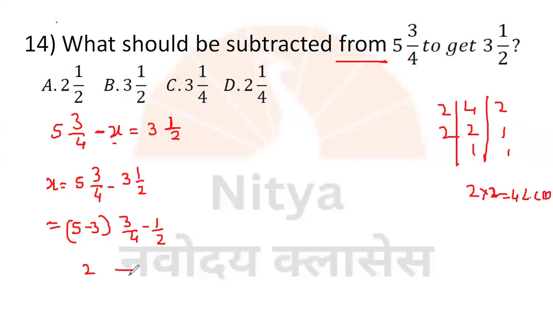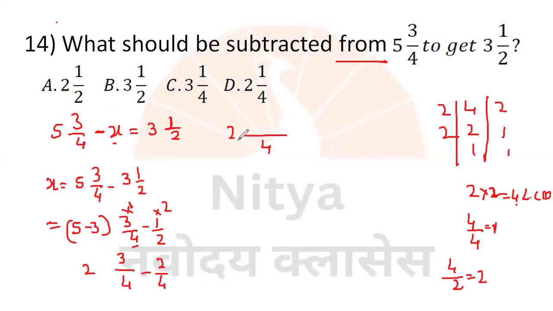So now here 4 and here 4. What we have to do is divide this LCM by that denominator. 4 divided by 4 is 1, and 4 divided by 2 is 2. So 1 times 3 is 3, and 2 times 1 is 2. So what comes? 2 3/4 minus 2/4, with the denominator as it is, because these are like fractions. And 3 minus 2 is 1. So 2 1/4 is the answer. So check the options. Option D, 2 1/4, is the answer. Okay, this one. Next.